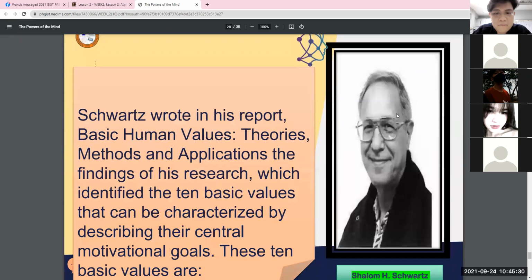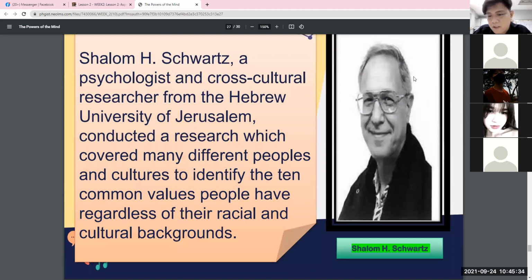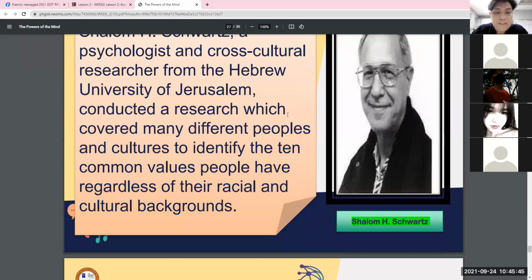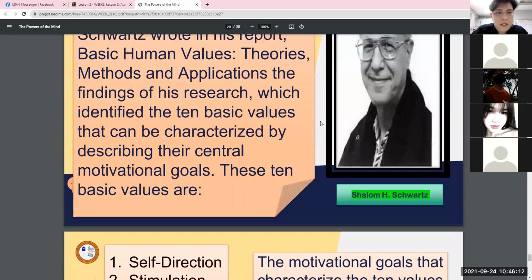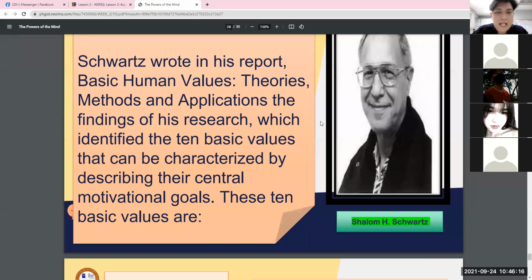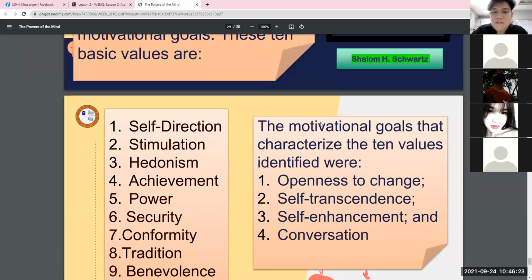Workplace na pala pinag-uusapan natin. Ito, may another person na si Shalom Schwartz, a psychologist and cross-cultural researcher from the Hebrew University of Jerusalem, who conducted research covering many different people and cultures to identify the 10 common values people have regardless of their racial and cultural backgrounds. Siya yung nakapag-discover ng 10 common values, common denominator ng tao in terms of values or pag-uugali. Siya din ang nagsulat ng Basic Human Values: Theories, Methods, and Applications. Ano daw yung 10 basic values natin?